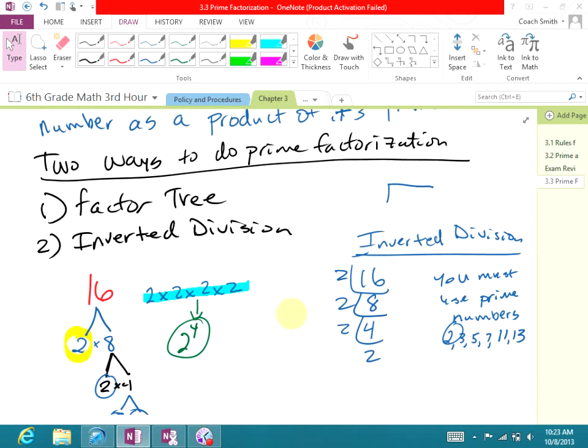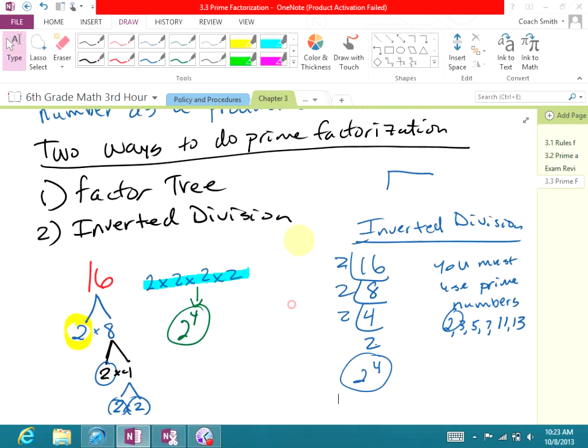Okay, so I have 1, 2, 3, 4 2s. 2 to the 4th power. Okay, so that's inverted division.